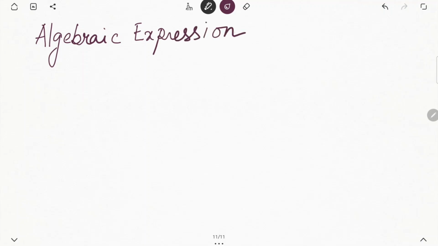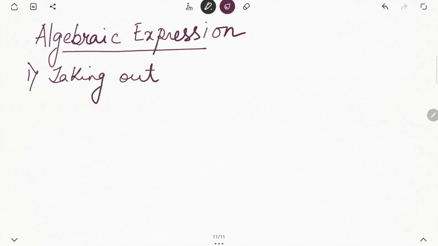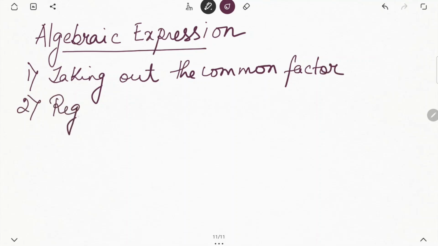Let us discuss factorization of algebraic expression. Here we have several methods to factorize an algebraic expression. So what are the methods? The first method is taking out the common factor. The second method is by regrouping the terms.